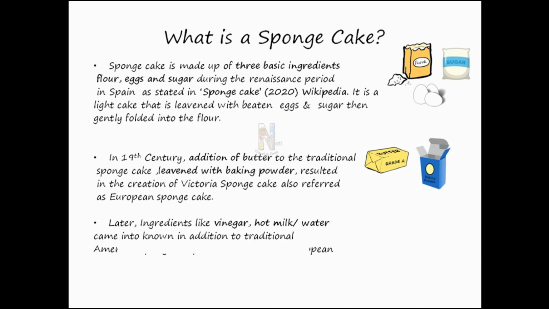Later, ingredients like vinegar, hot milk, and water were added to the traditional sponge cake recipes. Most American recipes use these ingredients to make sponge cake that differs from European sponge cake recipes.